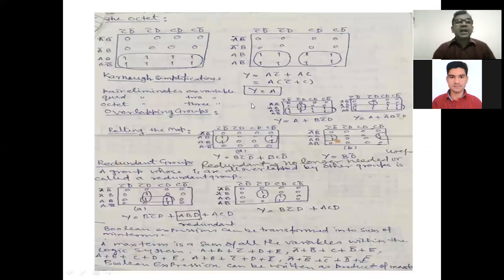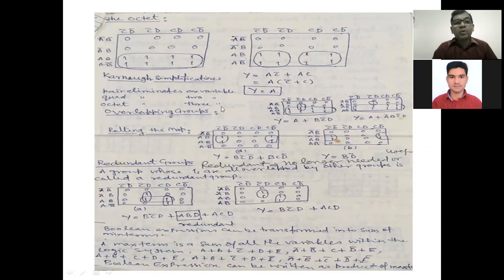And then we will look for two variables, two ones, that is a pair. So that will give three variables. So in solving the K-map, we will go for the octet first, then the quad, then the pair. Now there are some other versions of K-map.